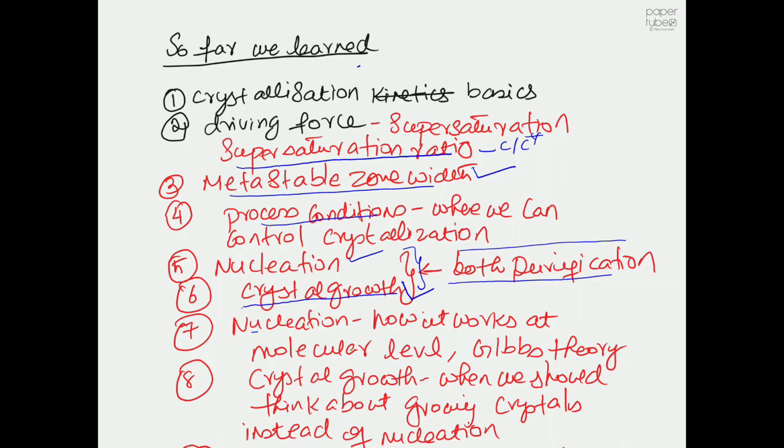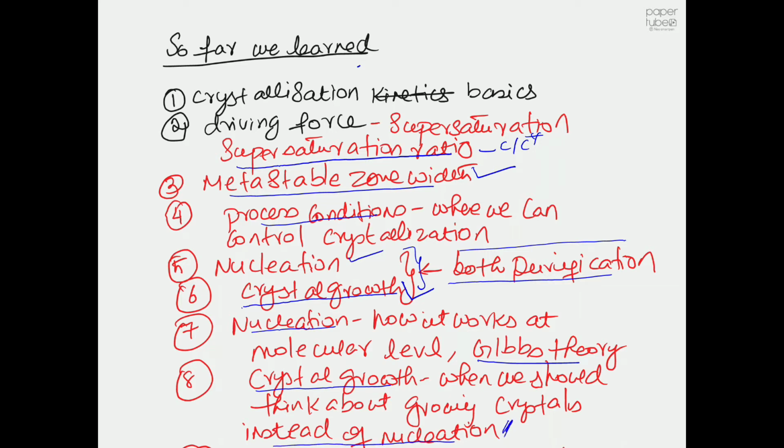And then finally, I also talked about nucleation and explained how it works at the molecular level. We also derived the very famous Gibbs theory. And then coming back to the topic of crystal growth, I think I already explained when we should think about growing the crystals without introducing nucleation in the crystallizer.